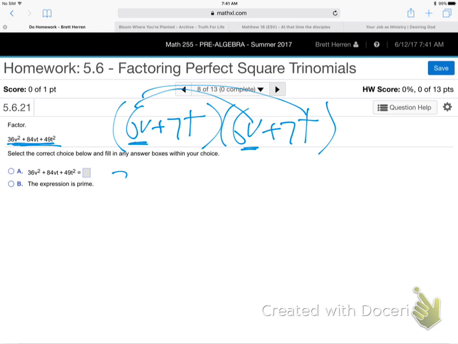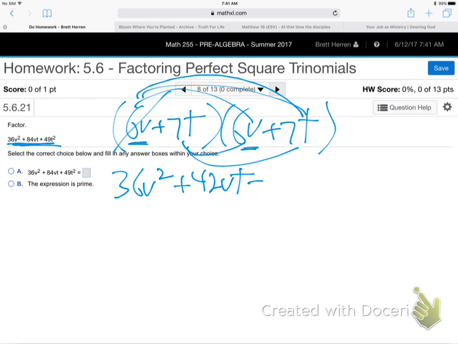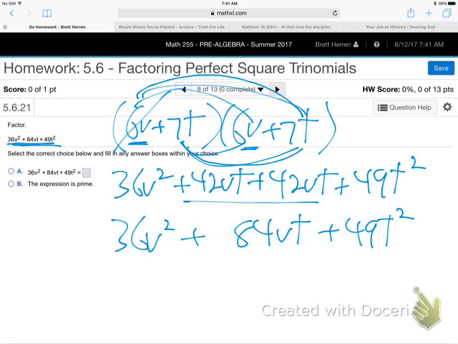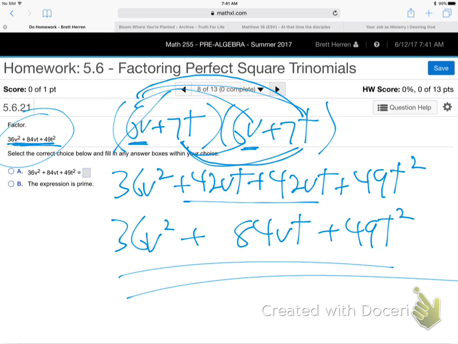6 times 6, 36 v squared. 6v times 7t, 42VT. He's done. He went to both. Now it's the 7t's turn to go to both. 42VT plus, and 7 times 7, 49t squared. It's a big plus sign there. And then these 2 in the middle are like terms. So what do they add to be? 84VT. And sure enough, there's the same as the original.